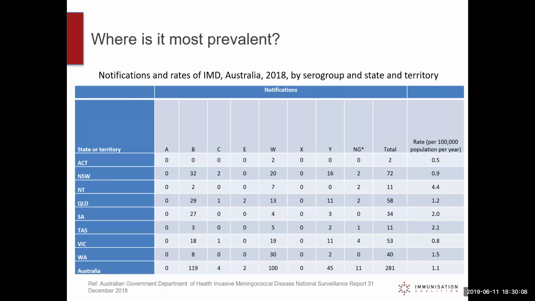If we look at notification across Australia by serotypes per state and territory, you can see by this particular graph that B was definitely more predominant across the states and territories. It was an even distribution except for ACT, and W was also a standout serotype in 2018.